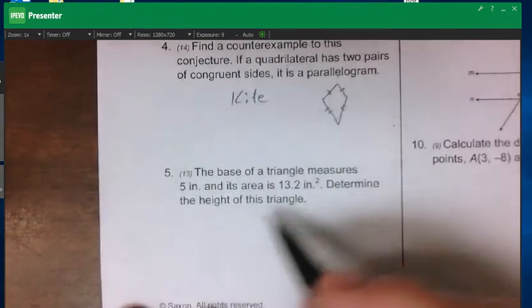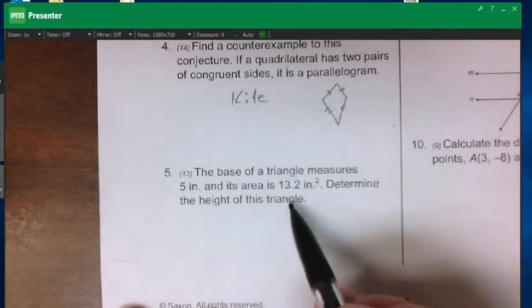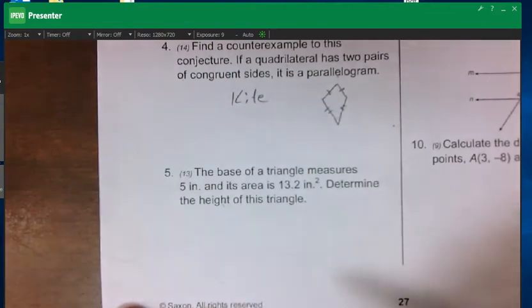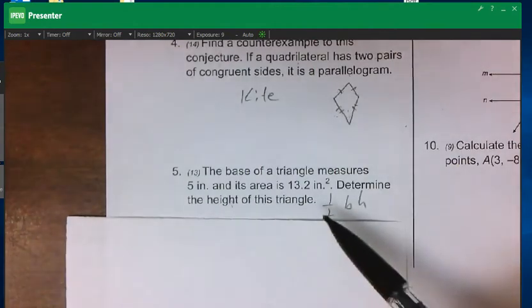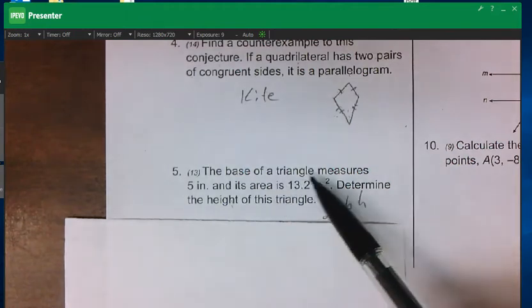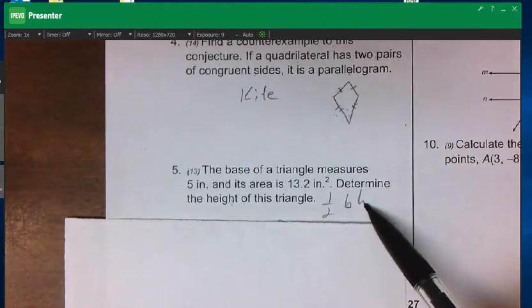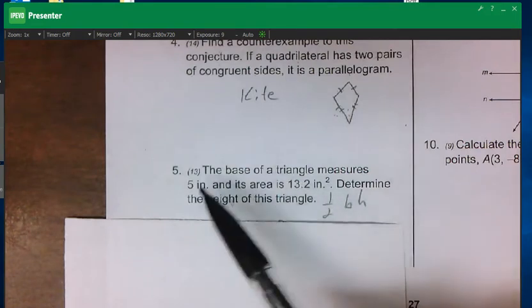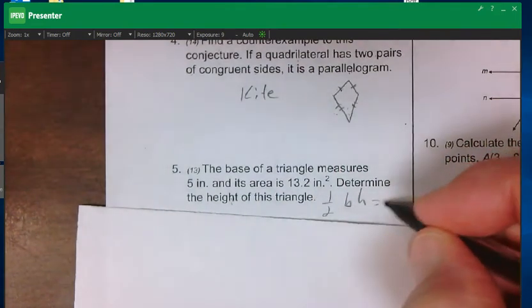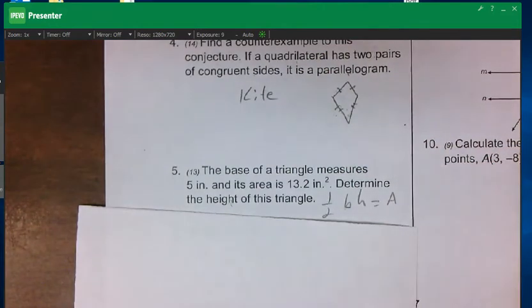The base of a triangle measures 5 inches and its area is 13.2 square inches. So we need to determine the height from that. Okay, I worked this out beforehand. The formula for the area of a triangle is 1/2 base times height. They give us parts of that. They give us the base and they give us the area. So that's what we're going to work with.